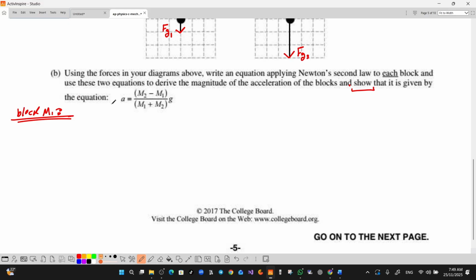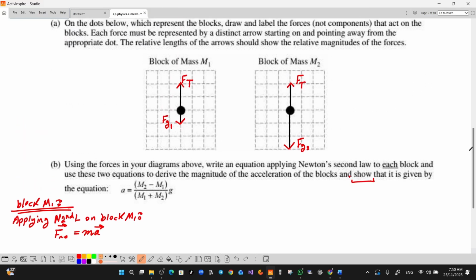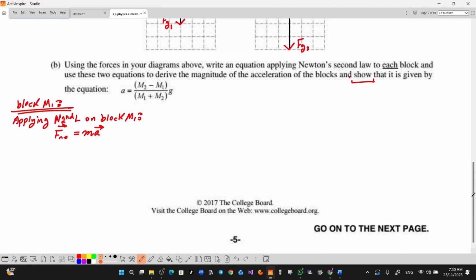Whenever the acceleration is involved, we need to use one of the big laws to find its expression, and the big law here is Newton's second law. So we need to refer back to this law by writing, applying Newton's second law on block 1. Newton's second law says that F net is equal to ma. Now, how many forces are acting on block M1 according to the free body diagram? Two forces, Ft and Fg1. So Ft plus Fg1 equals ma.